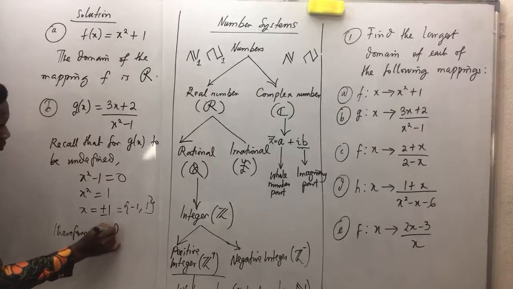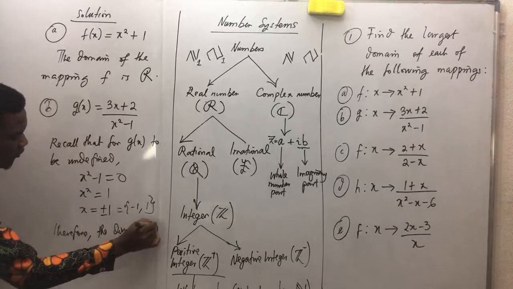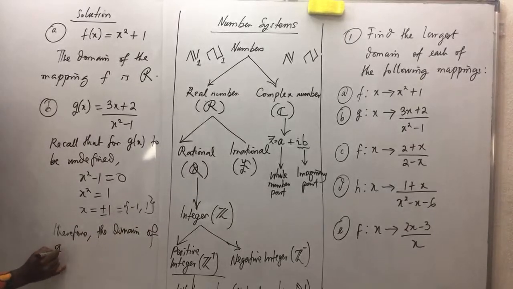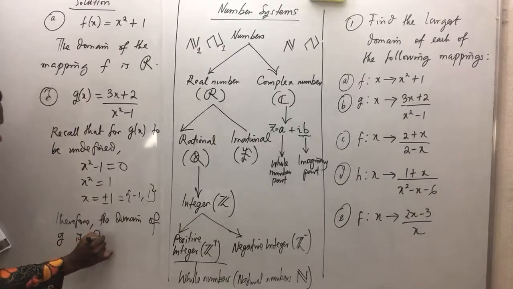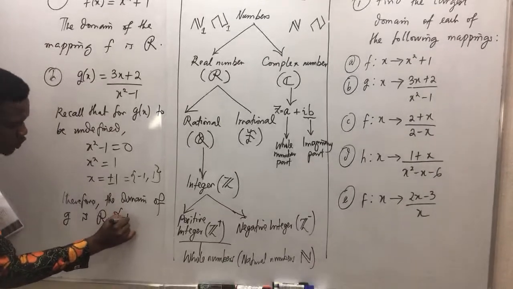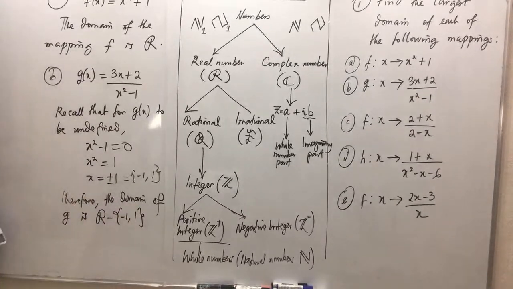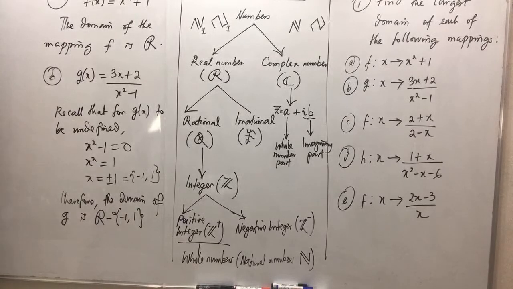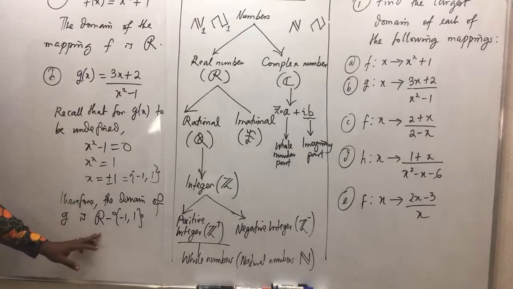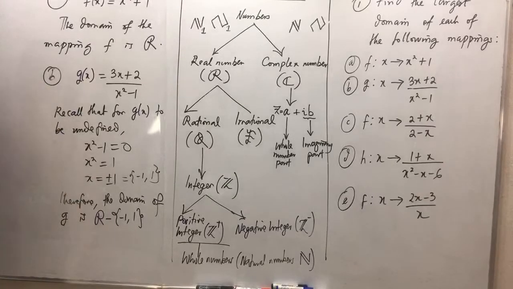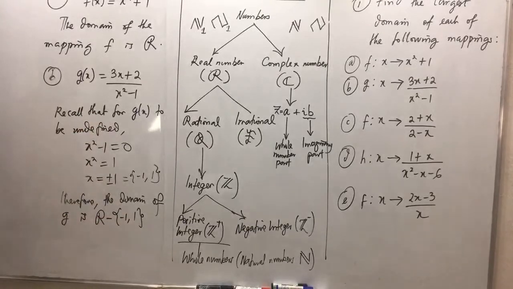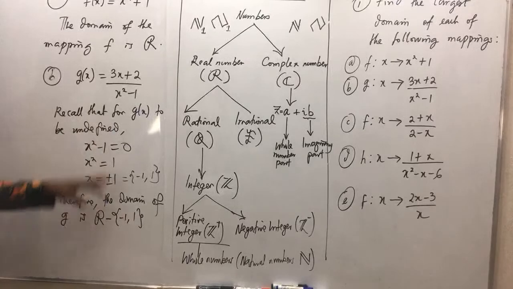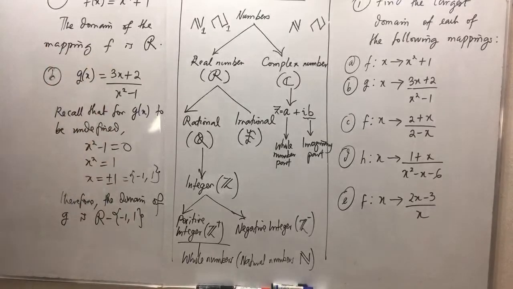the domain of g rather is R, the set of all real numbers, minus the set {minus 1, 1}. Okay? So what is the domain, guys, of B? The domain of B is the set of all real numbers excluding minus 1 and 1. That will be the largest domain. So apart from minus 1 and 1, this function is defined on the real number system.